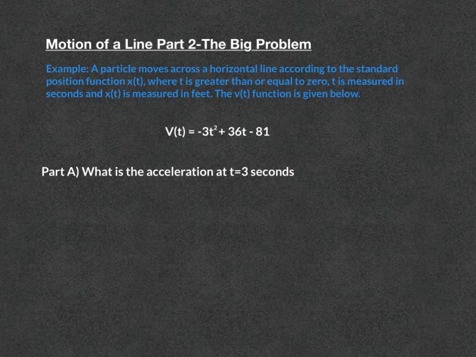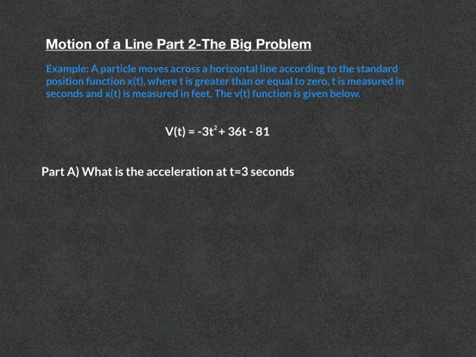Hi everyone, in today's lesson we're going to go over the motion of a line part 2 with one large problem. So I have a particle that moves across a horizontal line according to the standard position function x of t, where t is greater than or equal to 0, t is measured in seconds, and x of t is measured in feet. The v of t function is given below. So take a minute, pause the video, and write down the v of t function and what I'm asking. And then hit resume when you're ready to continue.